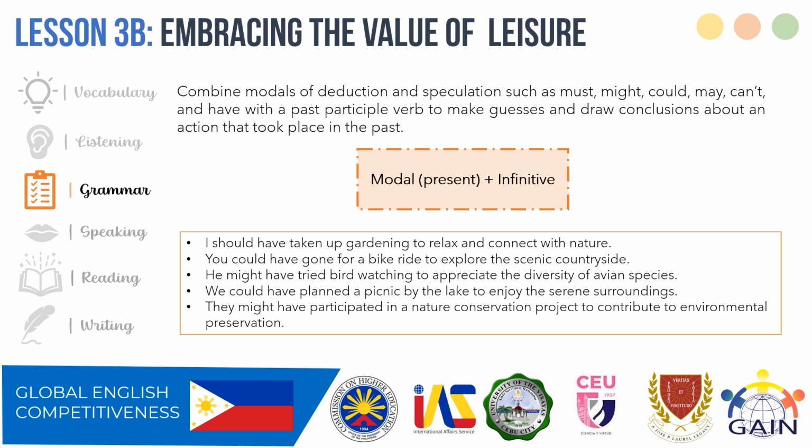Third example, he might have tried bird watching to appreciate the diversity of avian species. Might plus have plus the past participle, try. Fourth example, we could have planned a picnic by the lake to enjoy the serene surroundings. Here we have could have planned.